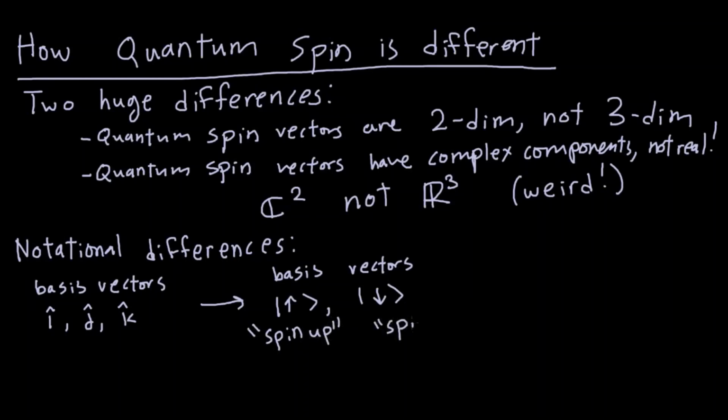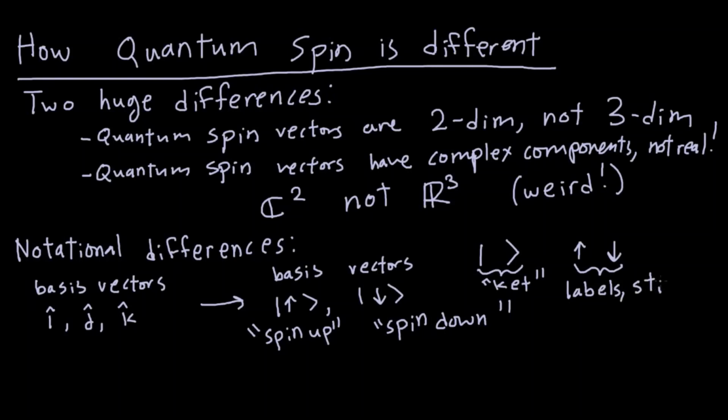and spin down. Now this thing, this line and then this bracket, is called a ket. It's just called that. And we put a little thing inside the ket. Here we have an up arrow or a down arrow. These are really just labels. Or maybe you can even think of them as stickers if you like.